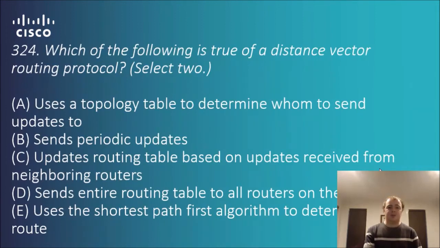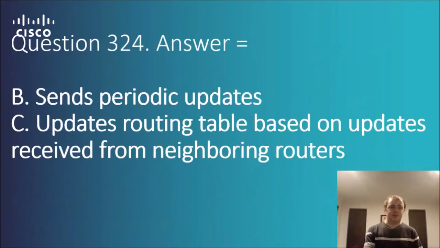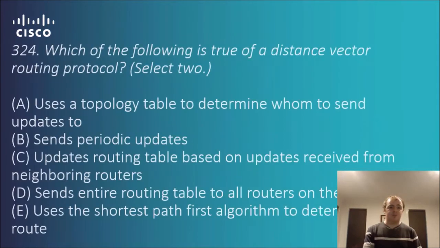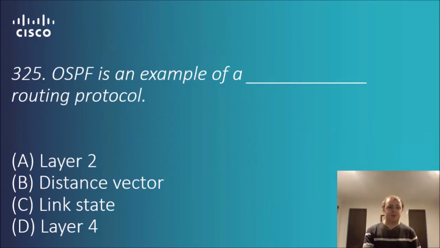324, which of the following is true of a distance vector routing protocol? Select the 2. Use a topology table to determine whom to send updates to. Sends periodic updates, routing table based on updates from neighboring routers. Send the entire routing table to all the routers on the network. Uses the shortest path first algorithm to determine best route. These are almost like principles to remember, so I'll give you the answers. It is B and C. Sends periodic updates, routing table based on updates received from neighboring routers. That's simply what distance vector routing protocols do.